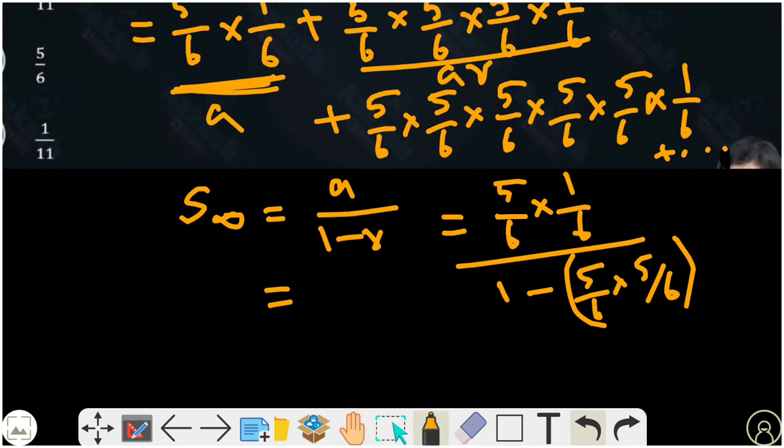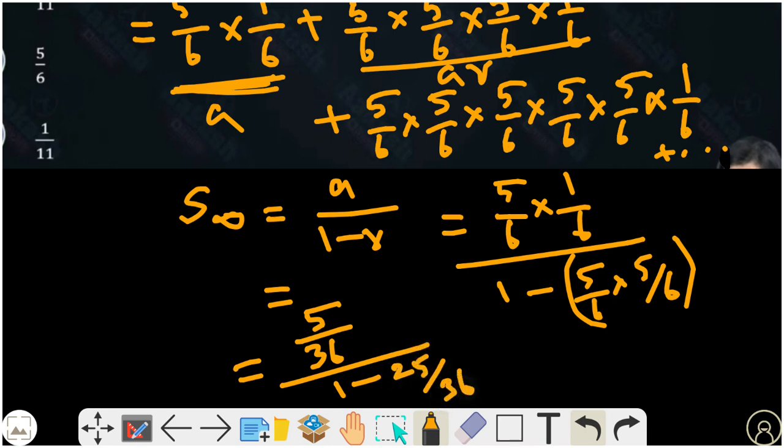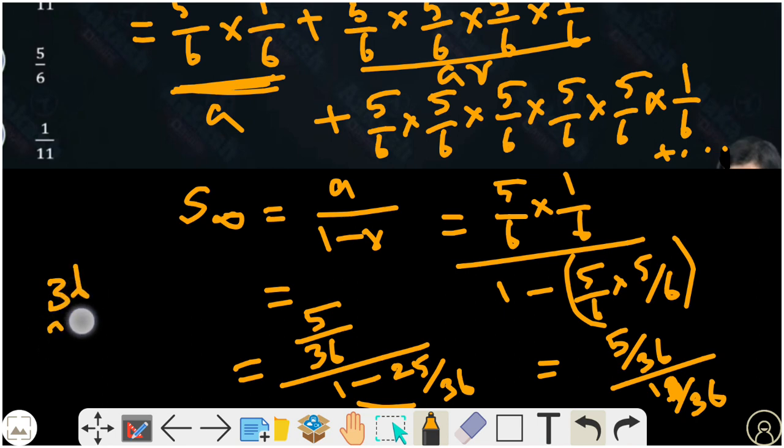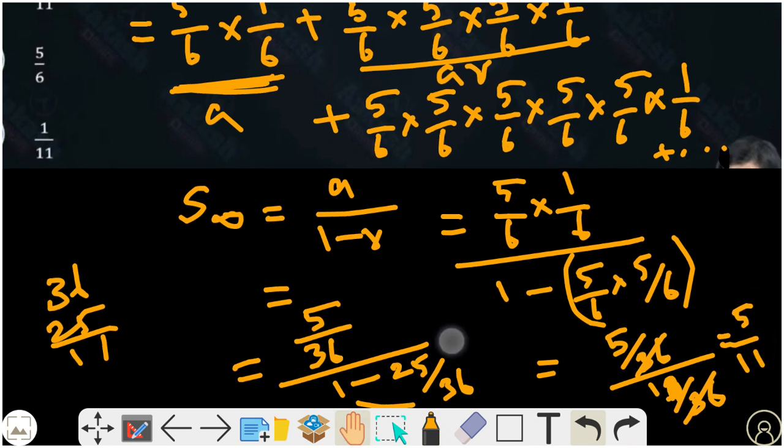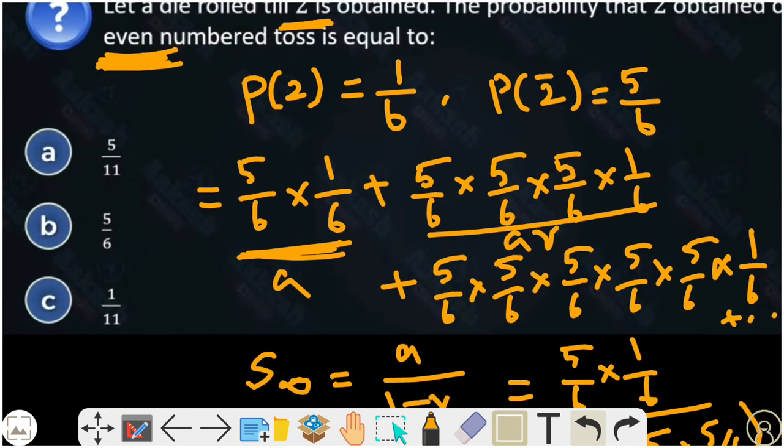The above one is 5 divided by 36. The below one is 1 minus 25 divided by 36. So 5 divided by 36 divided by 11 divided by 36. You have to take LCM, 36 minus 25, I'm sorry, 11, because 36 minus 25 is 11. So 36 will cancel each other, so 5 by 11 is the answer. The required probability is 5 by 11.